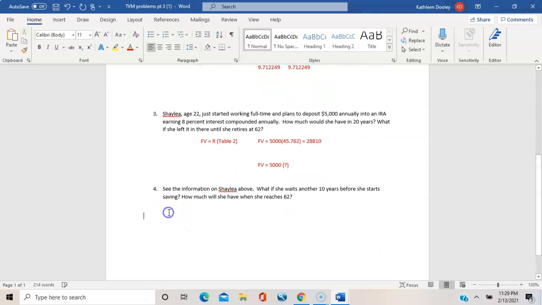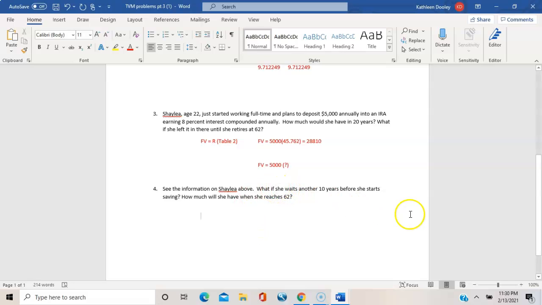Okay, here we go with the fourth problem. Okay, it says, see the same information. What if she waits another 10 years before she starts saving? So in other words, she's going to be 32 when she starts instead of 22. And again, how much will she have when she reaches 62? Now this time going from 32 to 62 is 30 years, so we are capable of doing that.